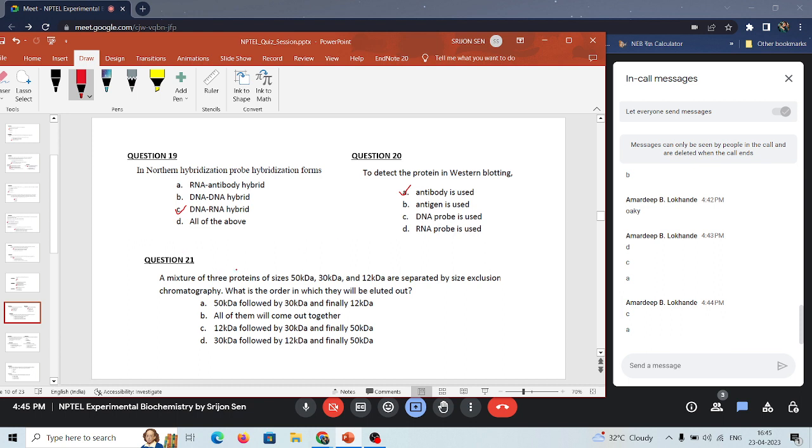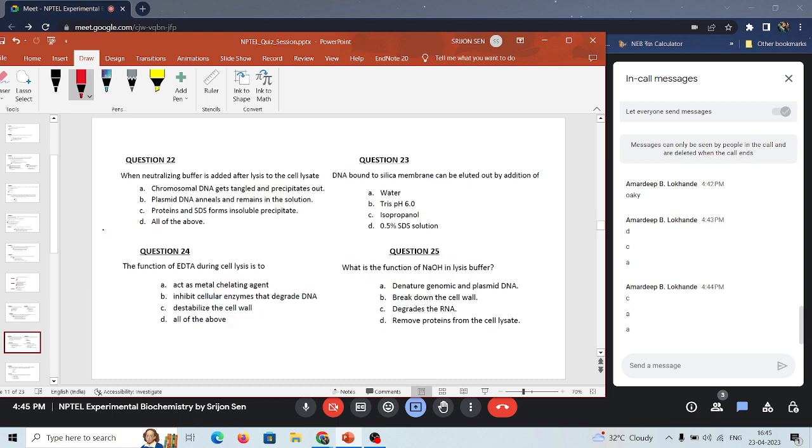Okay, the next question. A mixture of three proteins of sizes 50, 30 and 12 kDa separated by an SEC. In which order will they be eluted out? So what will be their order of elution? 50 followed by 30 followed by 12, or all of them will come out together? 12 followed by 30 followed by 50, or 30 followed by 12 and finally 50? Yes. So firstly the higher molecular weight proteins come out, then the middle order, and then the lower molecular weights. Correct. So 21A is the right option.